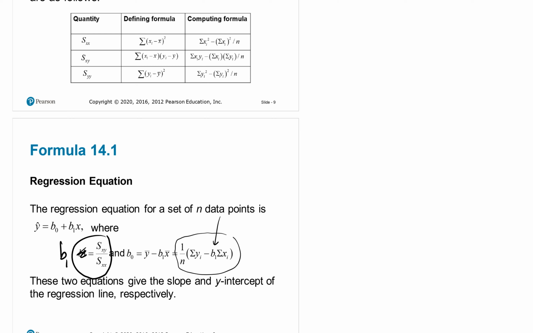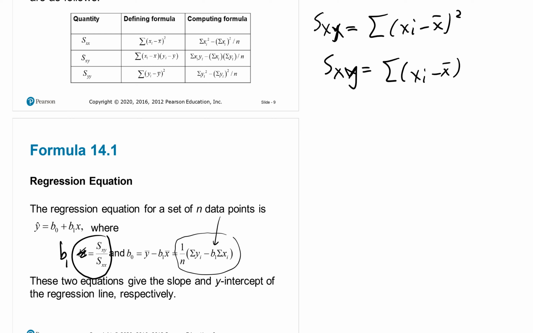Now, how do I find Sxy? Sxx, it's written in the table here, is the sum of the xi minus x bar squared. Sorry, that's Sxx. Sxy is the sum of the product of this difference and the y difference. Syy is the sum of yi minus y bar squared. That's how we define them. And then you can use this, that's the defining form, and that's the computing form. You can use either one of them to compute what you need.